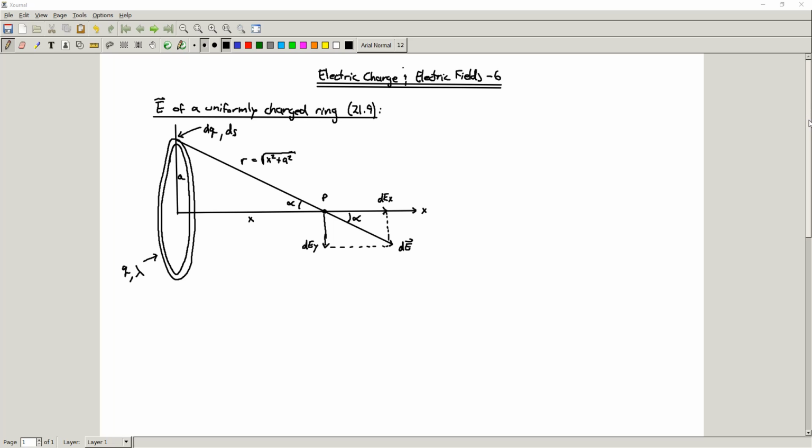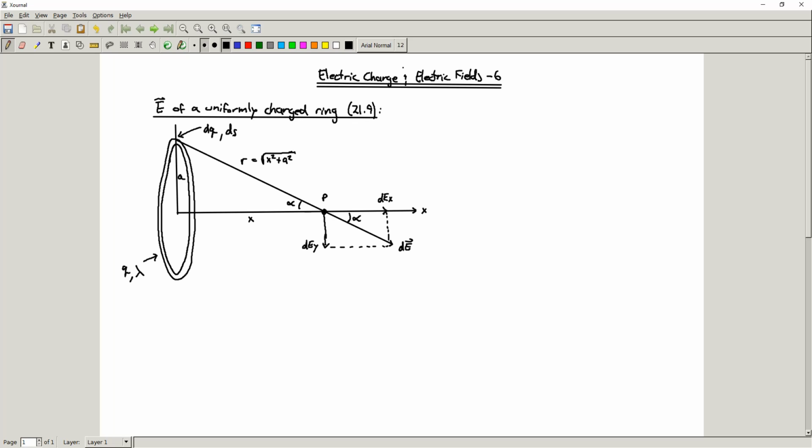Okay, so we have the charged ring here in front of us. The point that we're interested in is this point P, so we're interested in the electric field at this point P. And it's important that the point P is on the axis of our ring, right? So if we drew a line out from the center of the ring, perpendicular to the plane that the ring sits in, this is where the point is located, right?